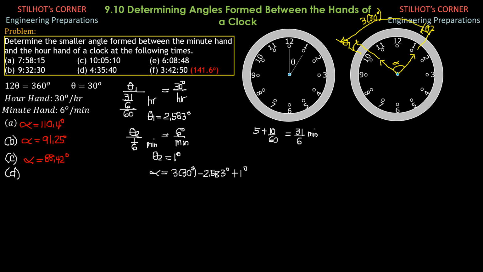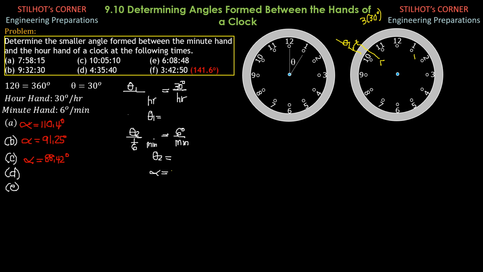Part D and E. So part D, we erase these results, theta 1 also. And let's have another reading, which is C, letter D, 435.40.